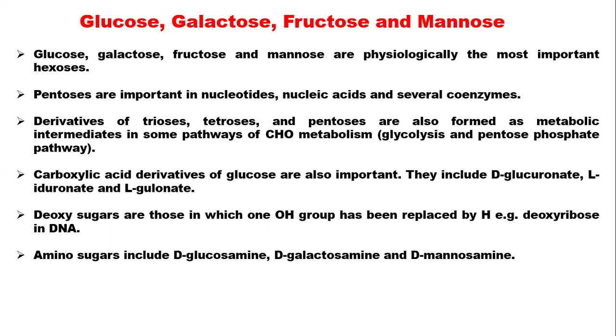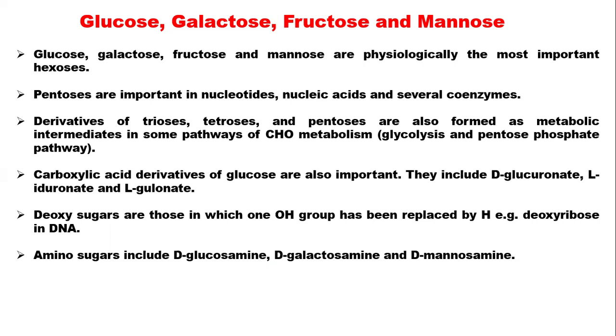There are also deoxy sugars that are found in nucleic acids. These are pentose sugars that are devoid of an OH, that is, those that do not have one OH, or the OH has been replaced by hydrogen, as we highlighted in the previous lecture. So you know DNA has the deoxy sugar, while RNA has the sugar with OH, okay? Amino sugars are also important. Amino sugars include D-glucosamine, D-galactosamine, and D-mannosamine.